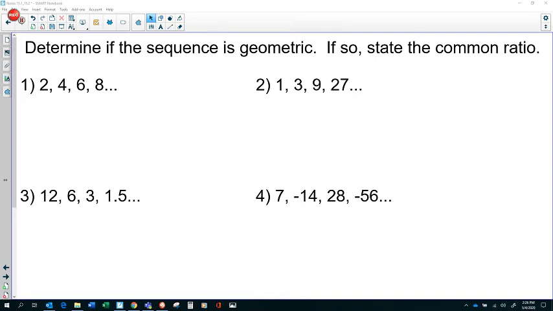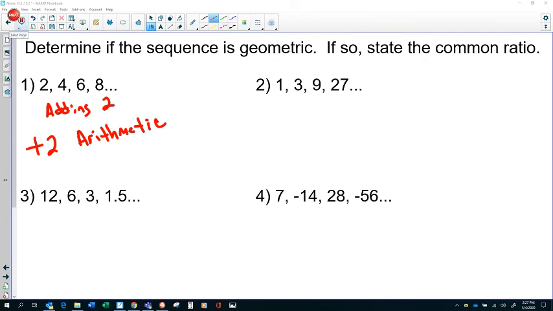So now it's your turn. Determine if these sequences are geometric or whether they're arithmetic. If it's geometric, state the common ratio. And if it's arithmetic, go ahead and state the common difference. Go ahead and do number 1 and resume the video when you're ready.